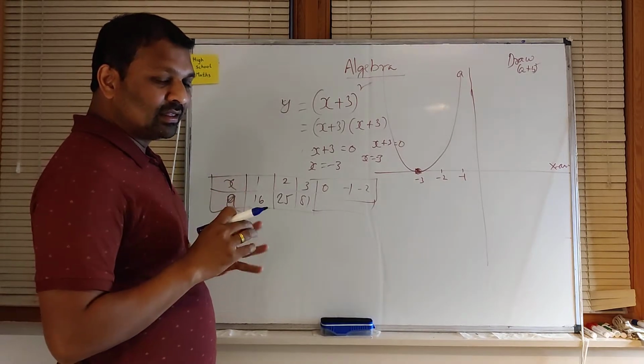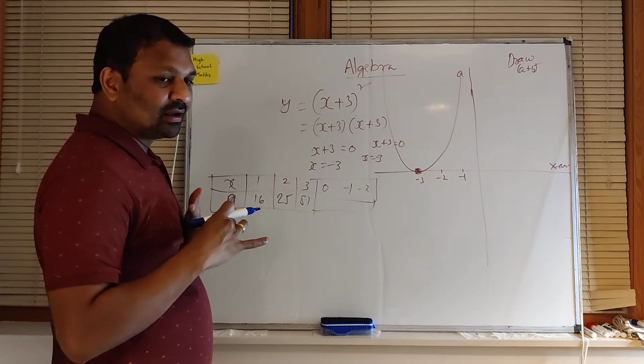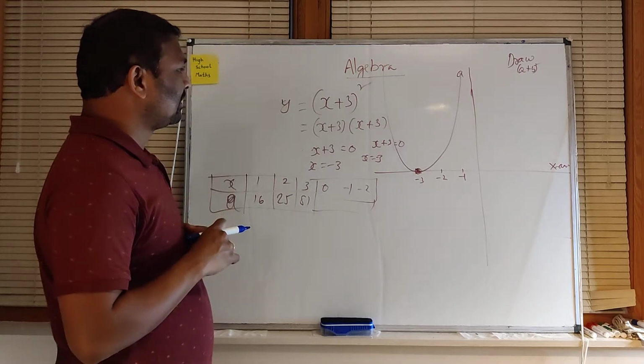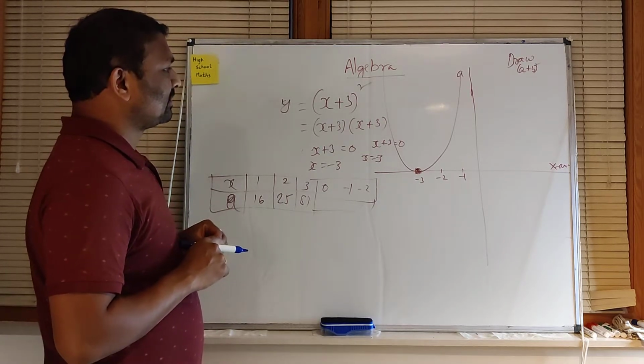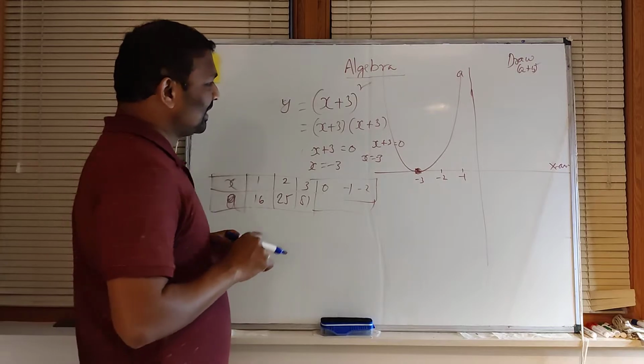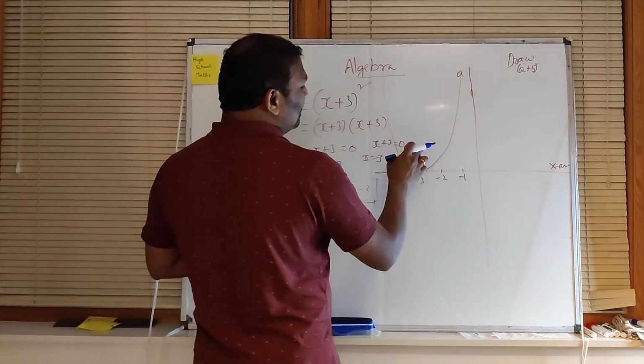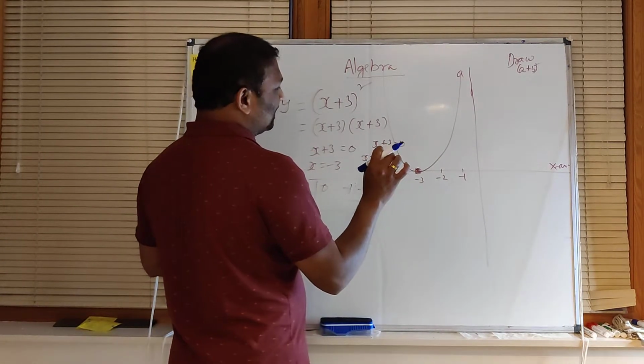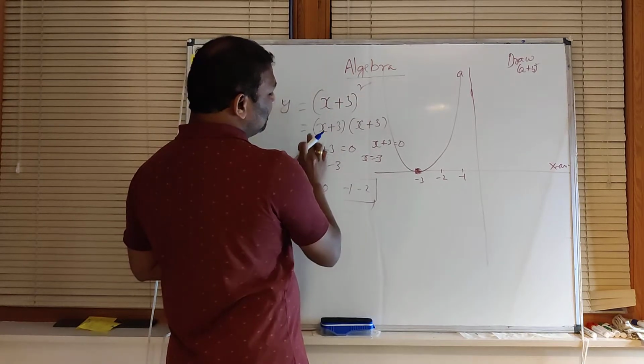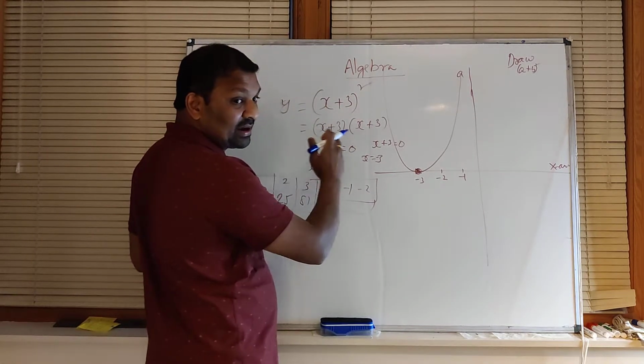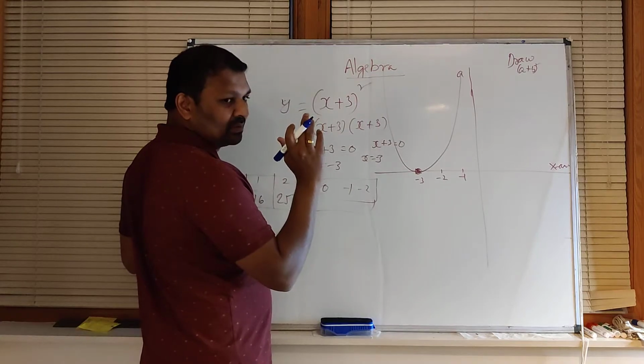Because if it were x minus 3, it would come down? No, not like that. I'll tell you, there are some techniques. What is the maximum power of x here? If you expand it, it is 2.